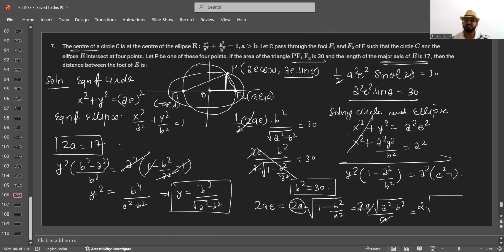So 2a is 17, so a is 17 by 2. Square means we should write here 17 square by 4 minus b square is already 30. So 17 square minus 120 over 4. So this 2 also gets cancelled. We get just simply 289 minus 120 is nothing but 169, whose root is 13. So the answer would be 13. We could have got this way also. Nice. Coming to the next one.